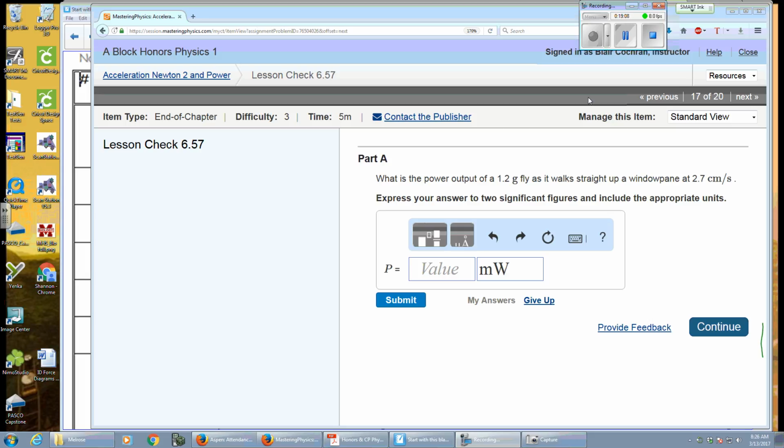All right. 17. A fly walks straight up a window pane. Let's see. Oh, they're playing around with some units here, aren't they? What's the mass of the fly given in? Grams, what do we normally use? Kilograms. And the window pane, centimeters per second rather than meters per second. And then the answer in milliwatts. So I gotta watch my units here.